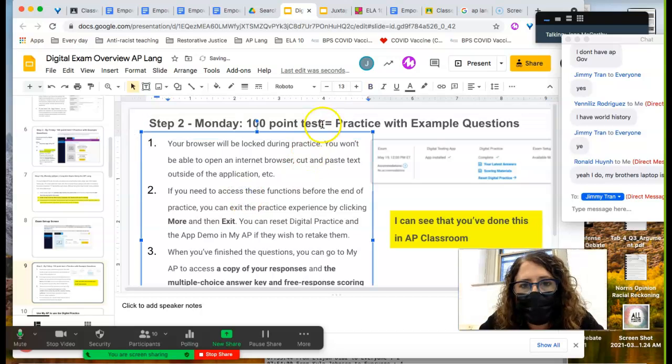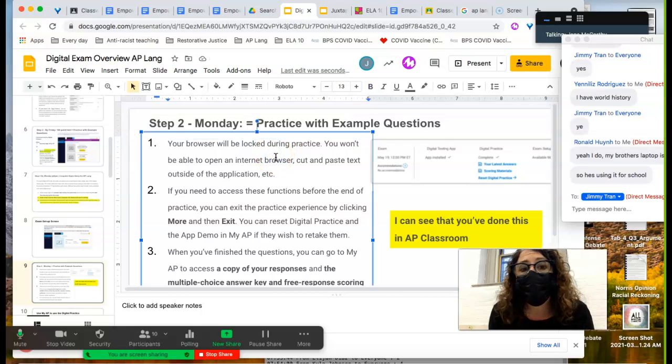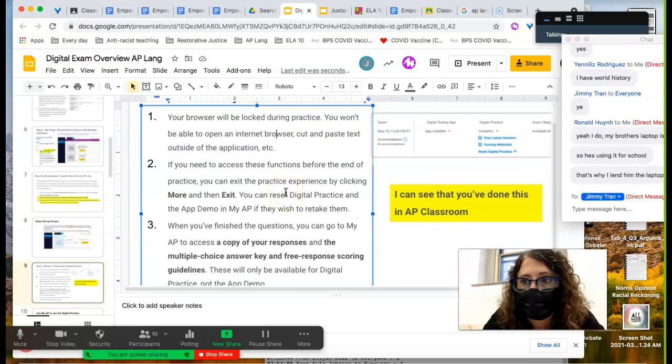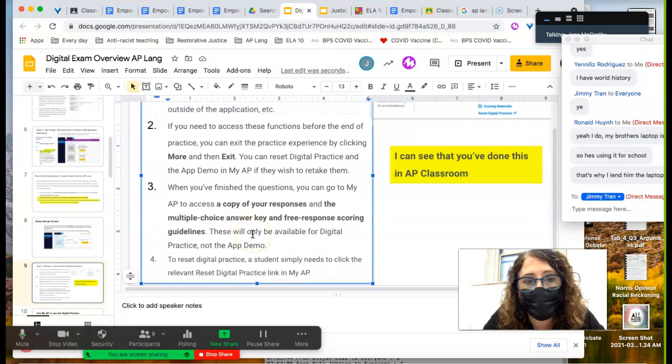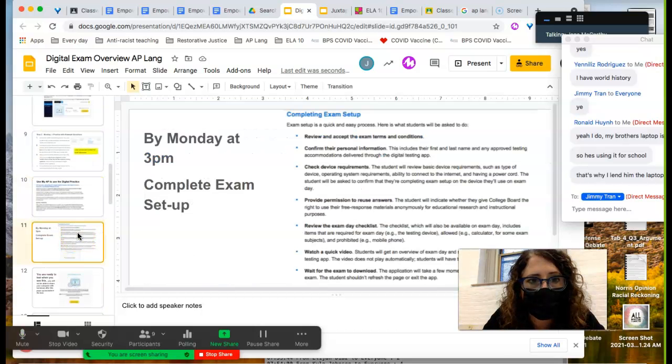Important. When you do this practice test by Monday, your browser will be locked during the practice and you won't be able to open any internet stuff, okay? Just during the practice. If you could do it this weekend, that would be awesome. Again, an hour 15. You can exit the practice test, but you're going to lose your stuff. So I want you to try to get through it, and then I'll be able to see your responses. Okay? This stuff is just about that.